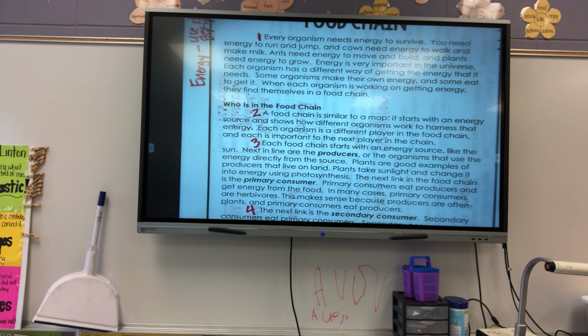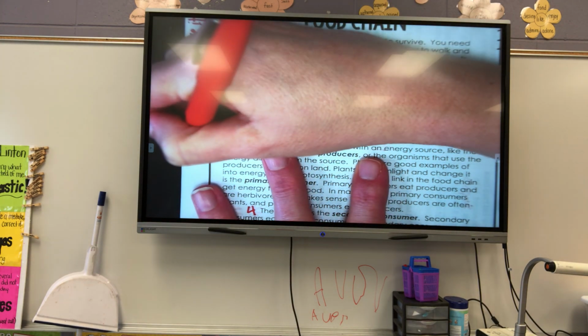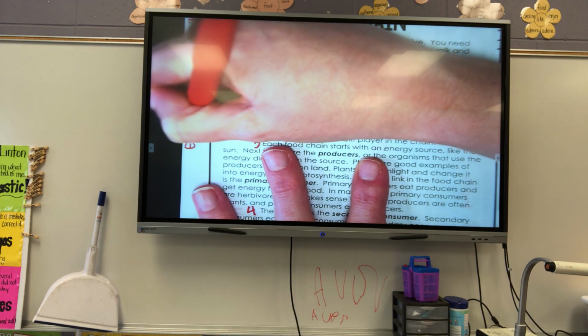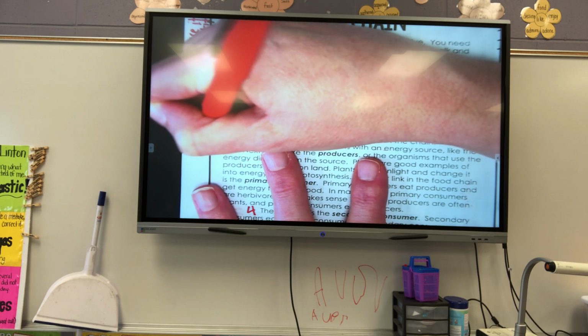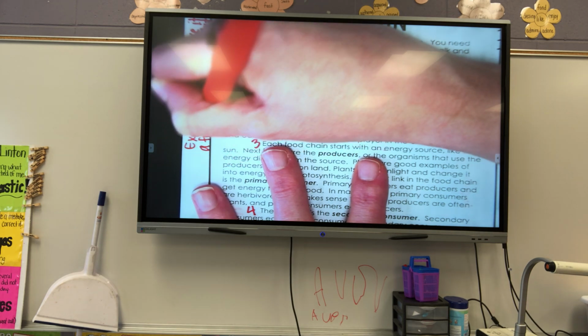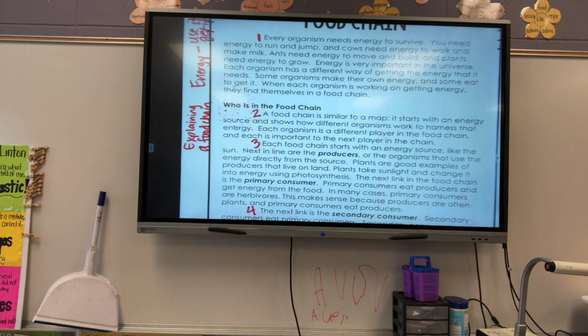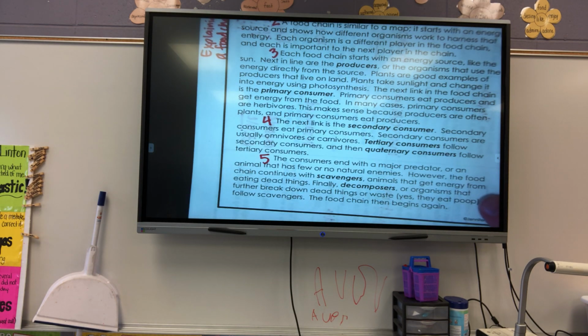Layers in a food chain, okay? So, more or less, it's trying to tell me what a food chain is, right? What is a food chain? It's similar to a map. It starts with an energy source. It's like different organisms. So, it's showing me what, it's explaining a food chain. Okay? It's kind of showing me the makeup. What is a food chain? What is it made of? What does it do?